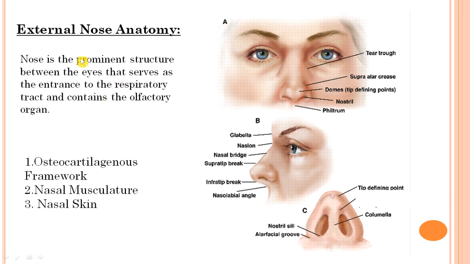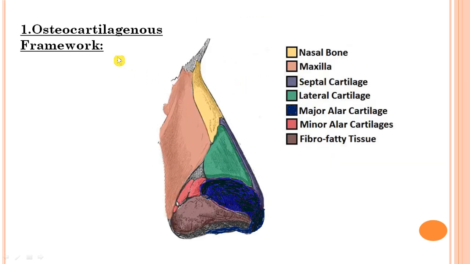Now we will go deeper. If you look at the nose, basically it is skin, then there will be some muscles beneath it, because you can move your skin and your nose, and that is the work of the muscles. Beneath that will be bone and cartilage, which form the framework of the nose. So let's cover them one by one. First of all, the osteocartilaginous framework. The osteocartilaginous framework means that the framework of the external nose is made up of bone as well as cartilage.